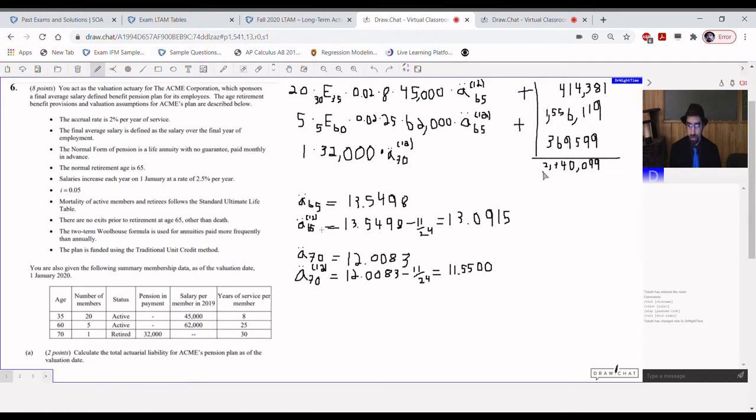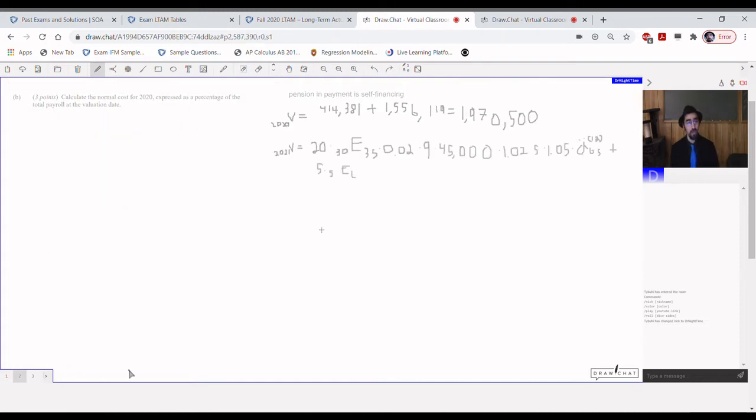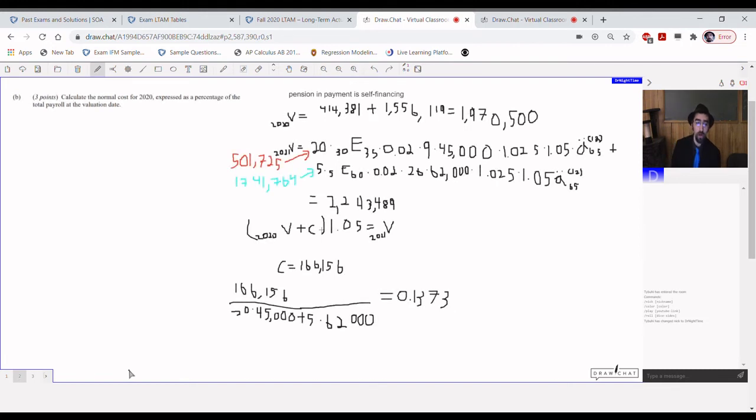Crunch those numbers together, you get $2,340,099. What's important is that I keep these separated because we're actually going to be referring to these figures. Well, not this one, but these. We'll be referring to those later on in later parts of the problem, such as this one here. Calculate the normal cost for 2020 expressed as a percentage of the total payroll at the valuation date.